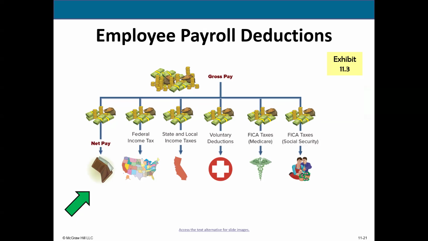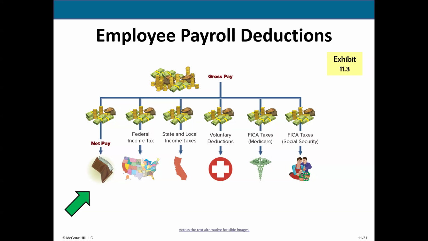So we start with what we call gross pay. This is your hourly rate times the number of hours that you've worked. That's gross pay. That's before any type of deductions occur. So hourly rate times the number of hours you've worked, that's your gross pay.